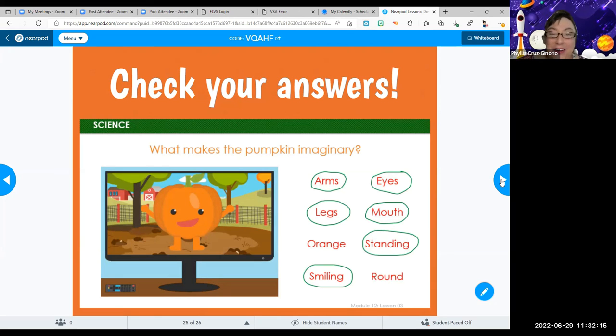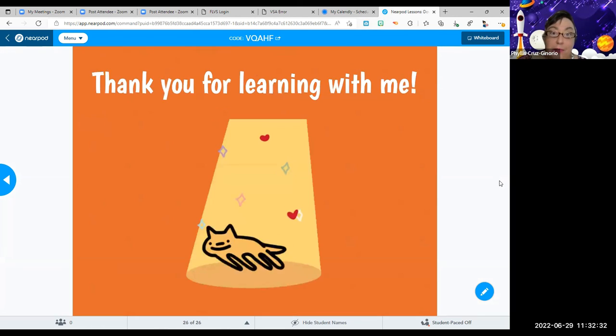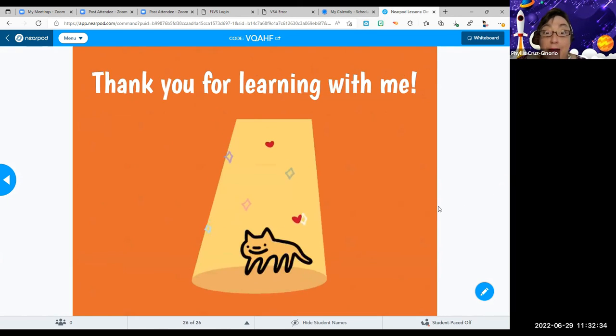That's all imaginary. So check your answers. Make sure that you have circled all of the words that suggest that it is imaginary or fake. Okay. So you should have orange and round, not circled, because that is something that is true and real of pumpkins.